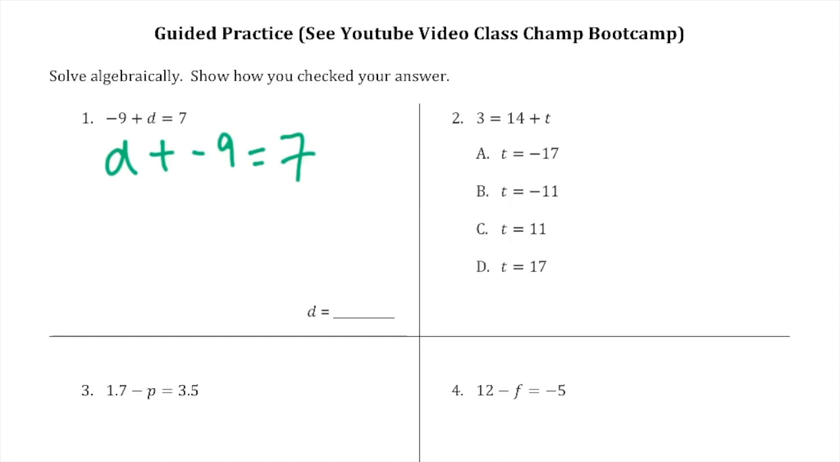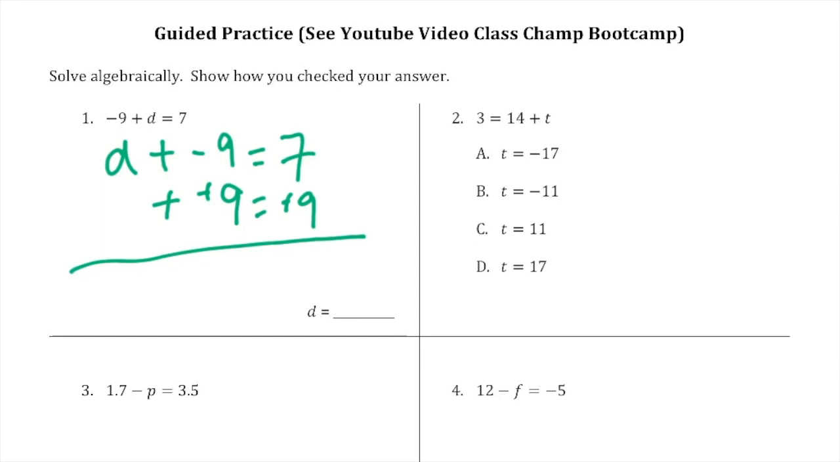Now, remember when solving equations, your main goal is to isolate the variable. D is not isolated because it's being added to -9, and so I need to get rid of this -9. In order to get rid of -9, I am going to add the opposite. So the opposite of -9 is +9. I have to add the opposite to both sides of the equation in order for this equation to be balanced out.